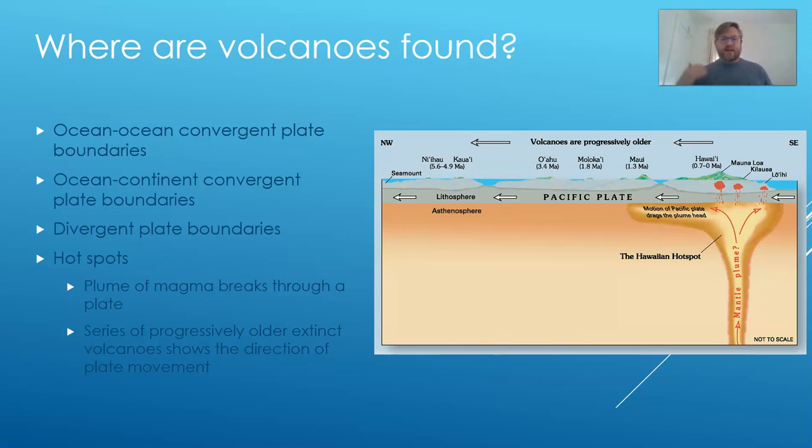So by tracing the direction of these older volcanoes and looking at the ages of them, we can tell the direction and the speed of movement for the Pacific Plate. So these hotspots have been very important in helping us to understand the movements of our tectonic plates. They form kind of a record of where that plate has been and how long it's been moving in that direction.